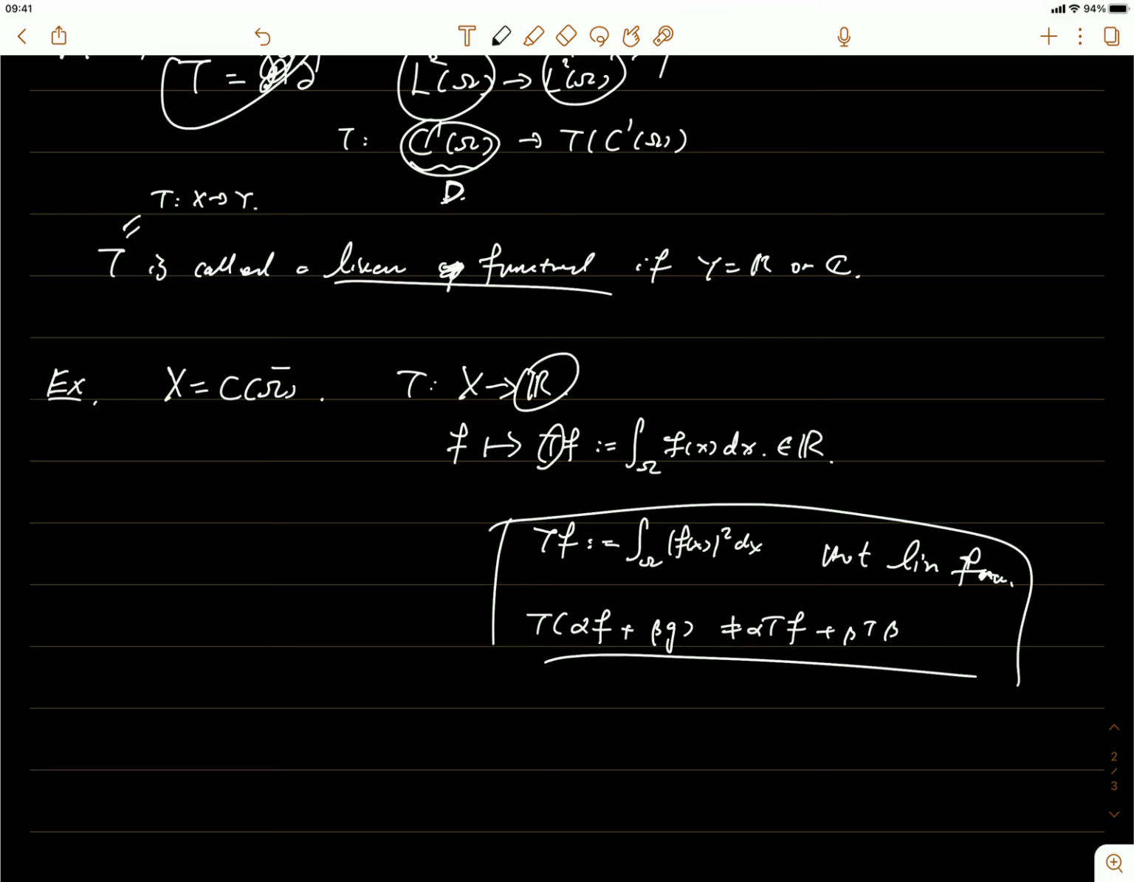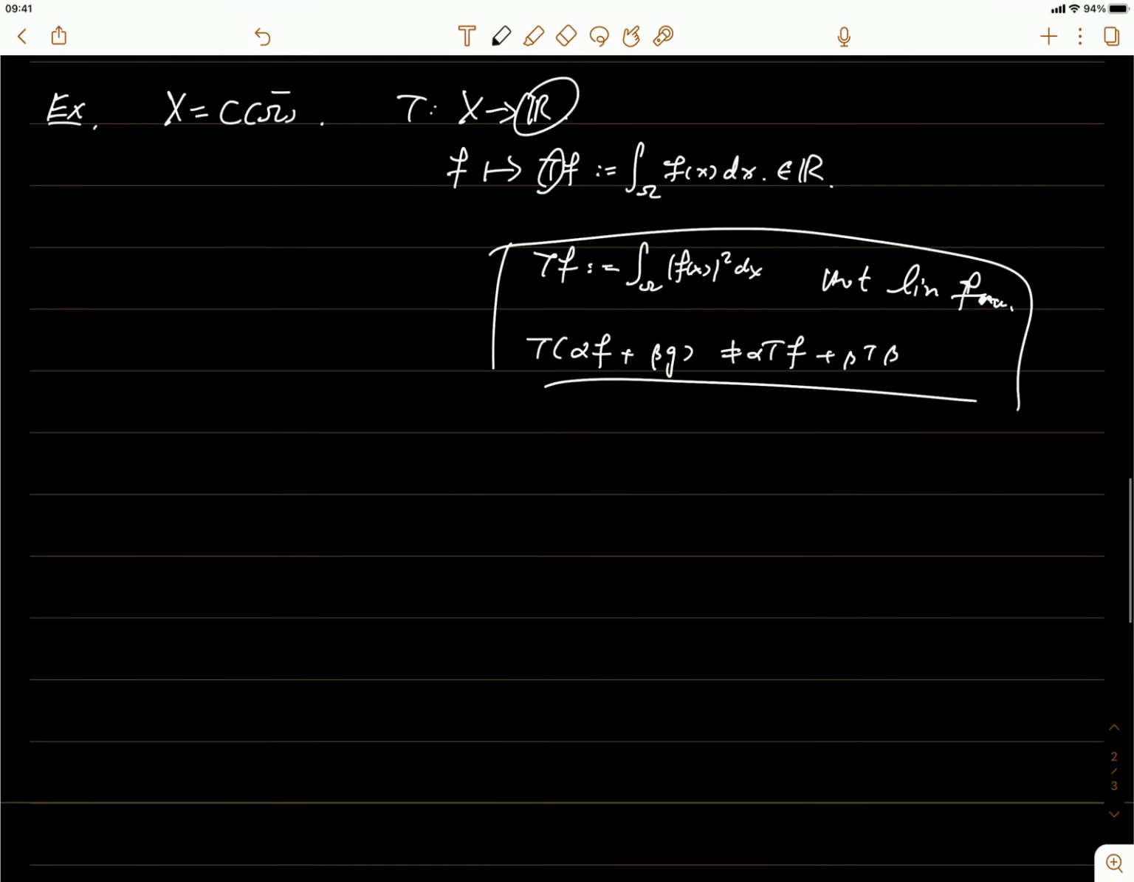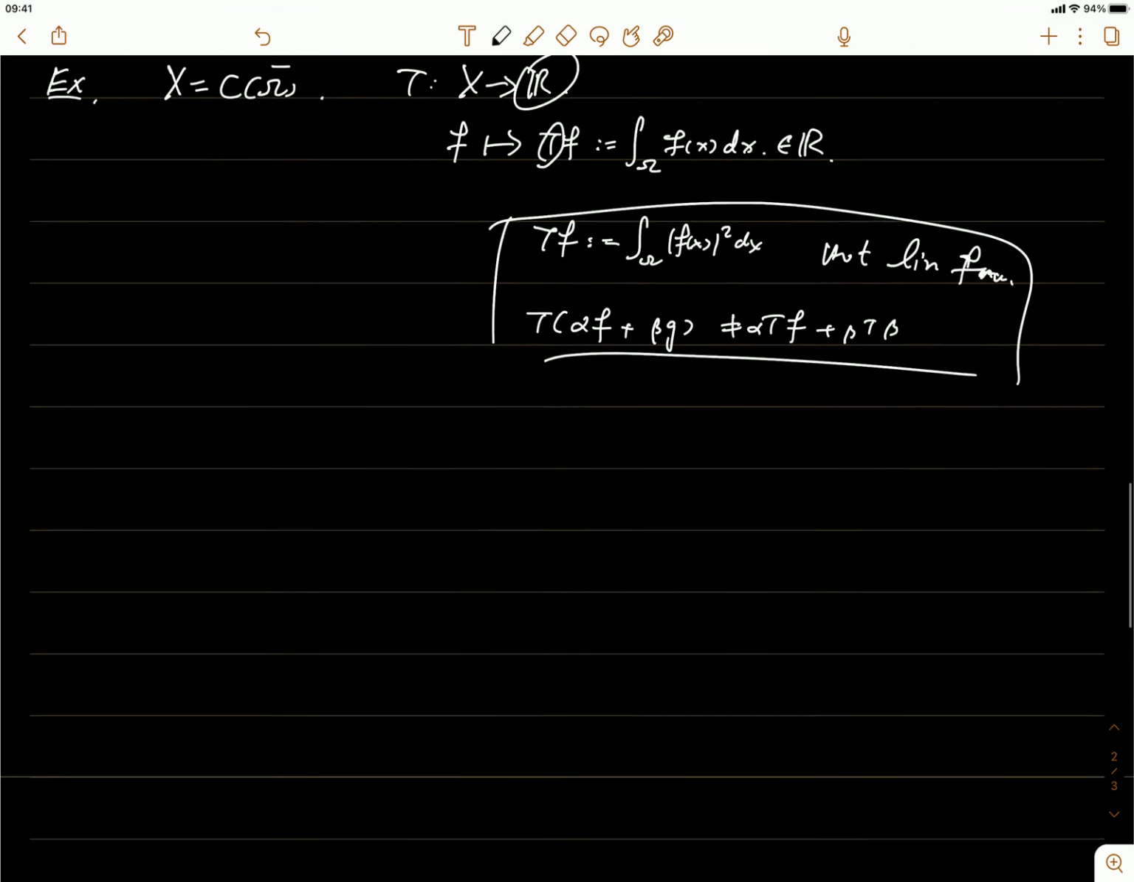Especially when we consider the dual spaces, most of the operators are considered as linear operators. So we'll see that later, and that's why we will spend quite a bit of time on the linear operators. This is the major part of linear functional analysis.